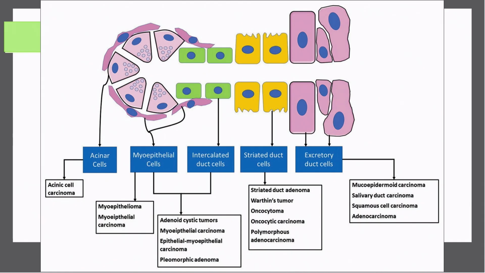And this is important because if you look at the histology of salivary gland, you can see how many different types of cells: acinar, myoepithelial, intercalated duct cells, striated duct cells, excretory duct cells. And from each of them, we have different benign and malignant entities.